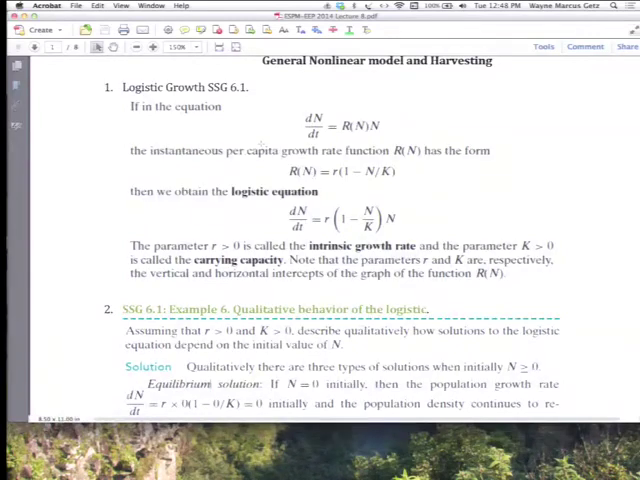Do you remember what the solution to this is if we specify N at time 0 is equal to some fixed value N0, some given value? What would the answer to this be? Remember we integrated this. What was the solution?